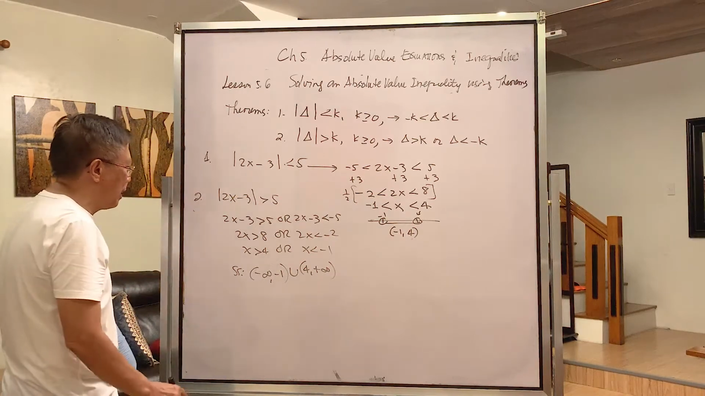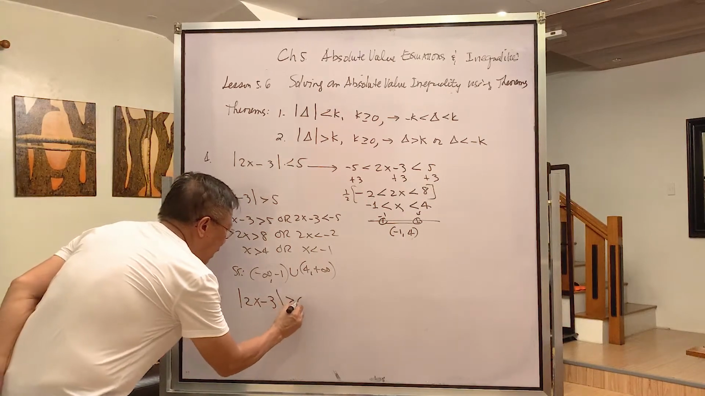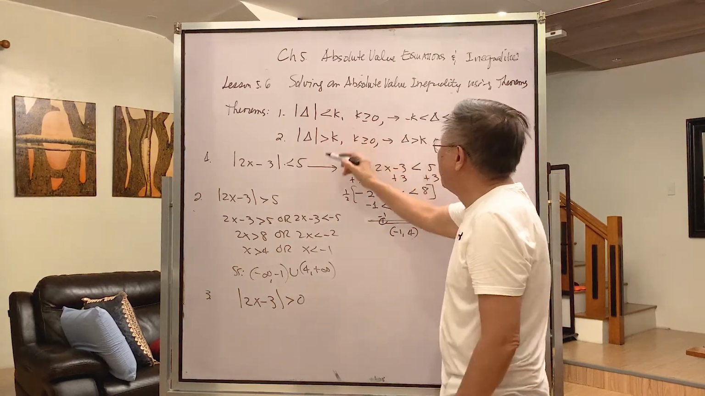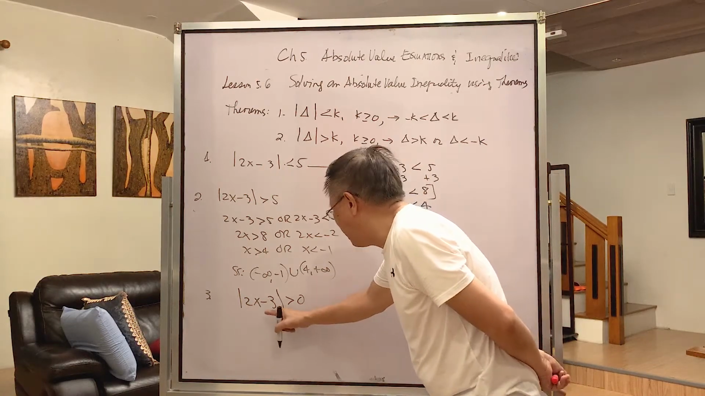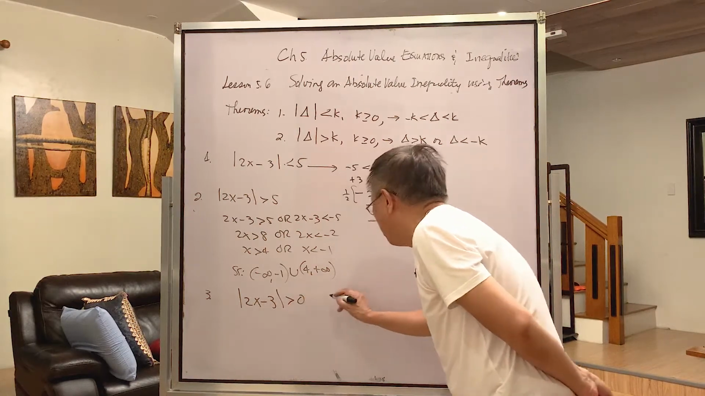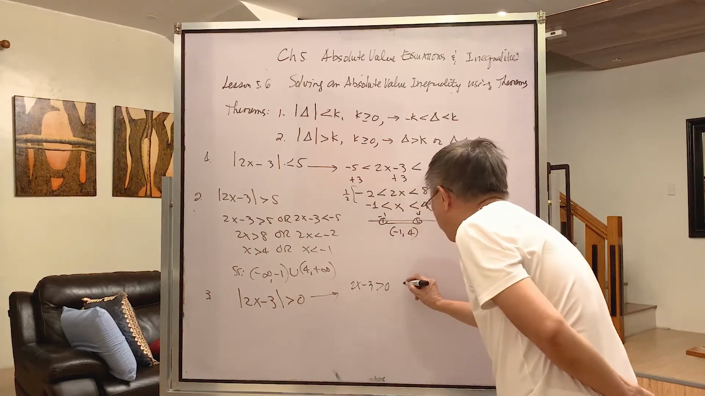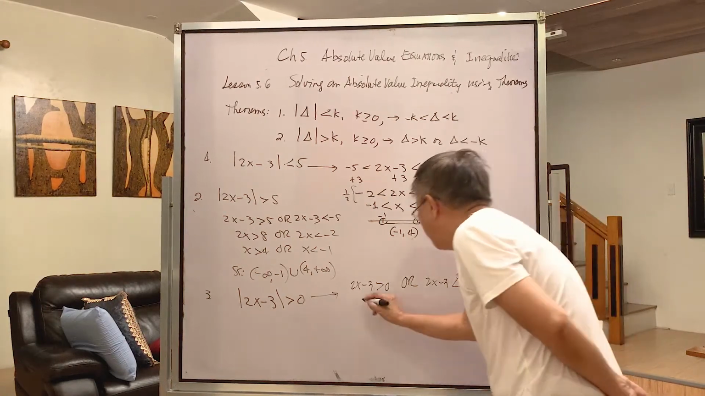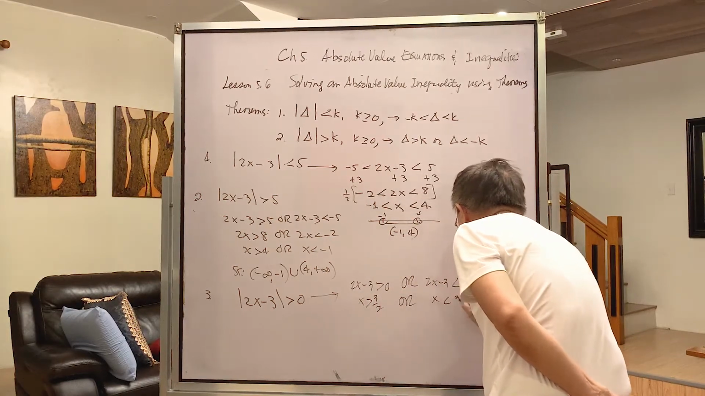Let's say, for example, the trivial case, suppose this is greater than 0. Because our theorem says greater than or equal to 0. So suppose k is 0. This is trivial because I will say that this is all true except for x equals 3 over 2. Now suppose we will use the theorem. It will be 2x minus 3 greater than 0, or 2x minus 3 less than negative 0. Or this is x greater than 3 halves, or x less than 3 halves.